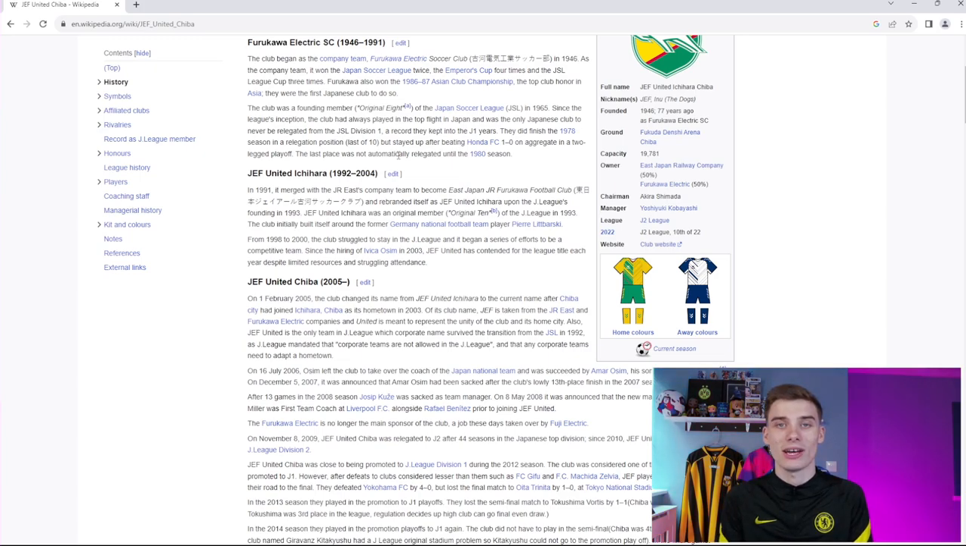Again, if you want more details about these teams, you can find it in the brilliant article by Seabass, which, like I say, will be linked below.